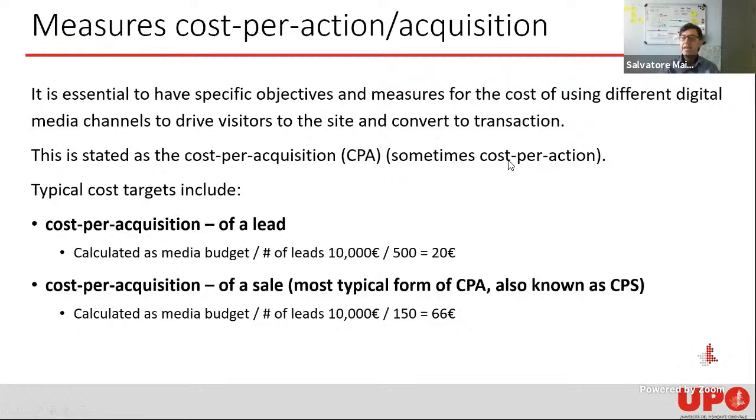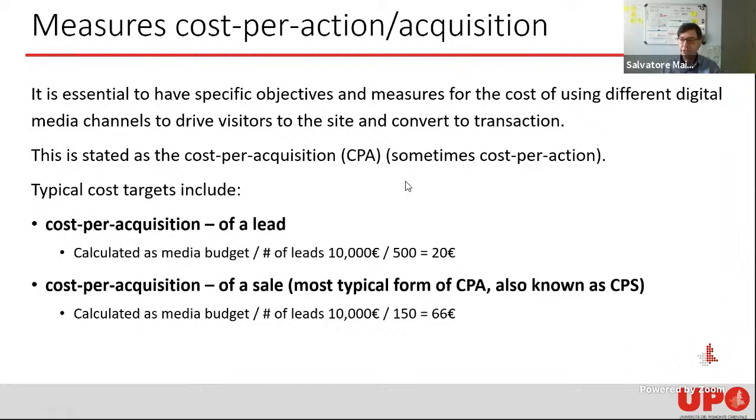Now, another important KPI, the cost per acquisition, the cost per action. How much it costs me to acquire a transaction. I am Amazon, I'm spending £1 million, or more than that, but just for the sake of simplicity. How much am I spending per transaction?